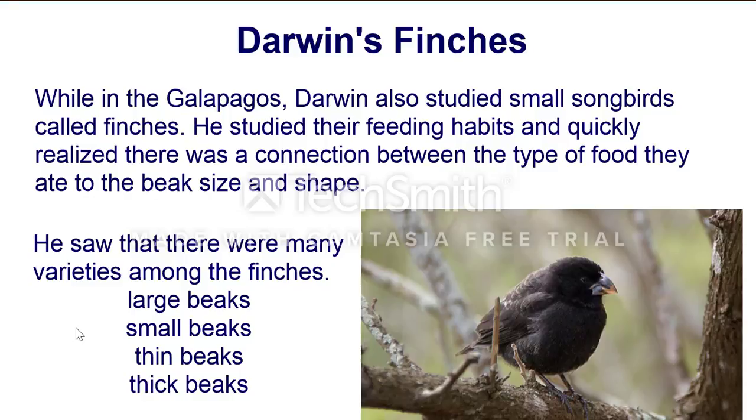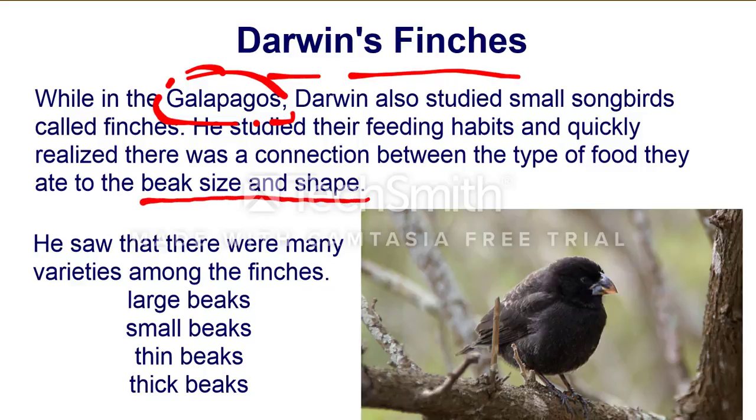Okay, video 11 for the evolution series. As I said in the last video, we're going to talk about Darwin's finches. What he was able to see was with Darwin's finches, they were on the Galapagos Islands. He found these small songbirds called finches. He studied their feeding habits and quickly realized that there was a connection between the type of food they ate and their beak size and shape.